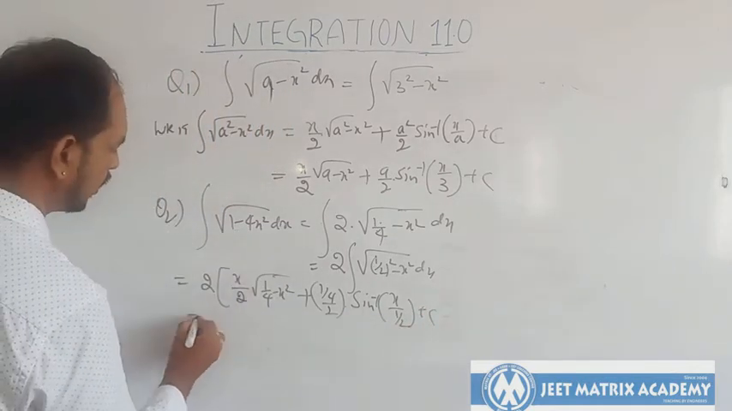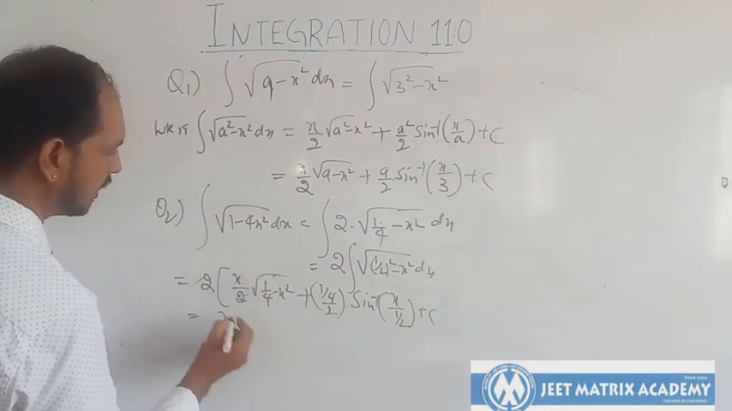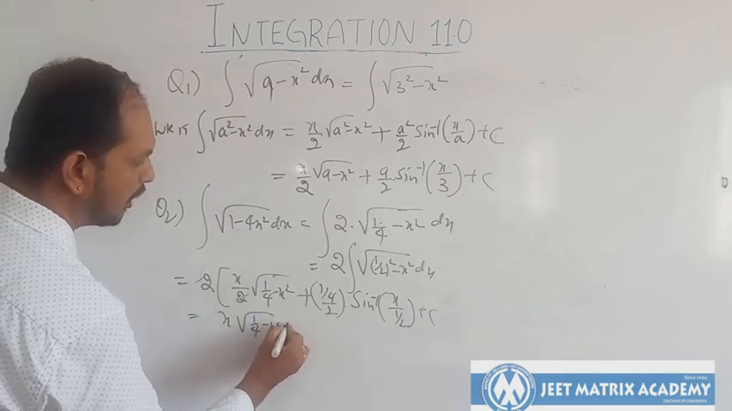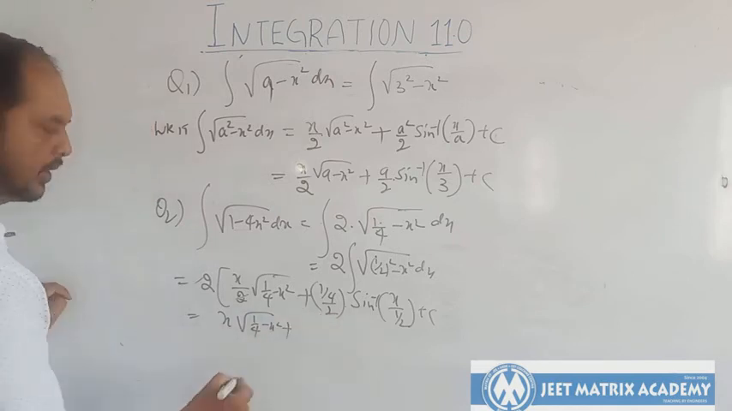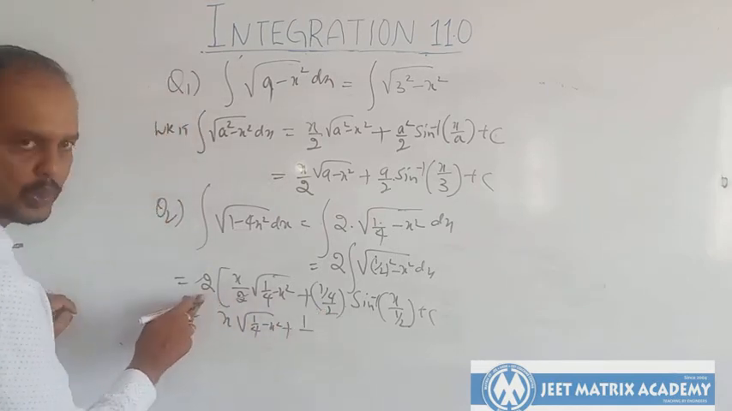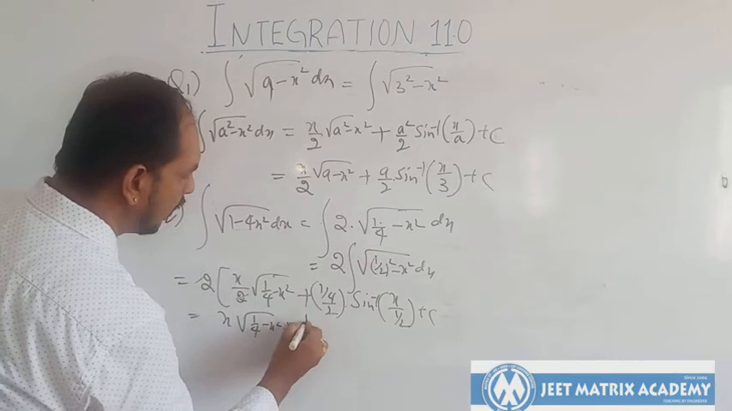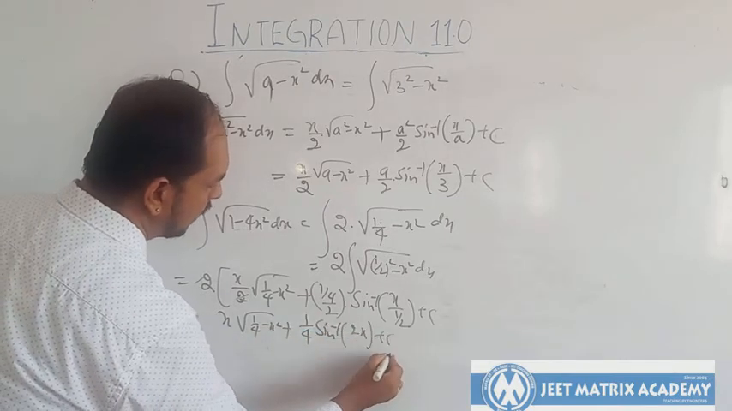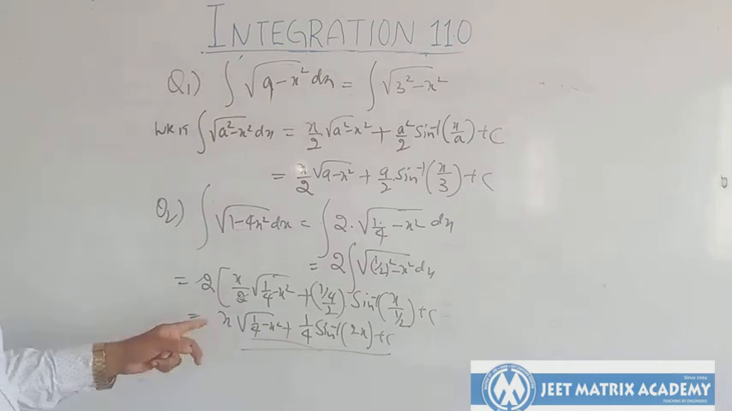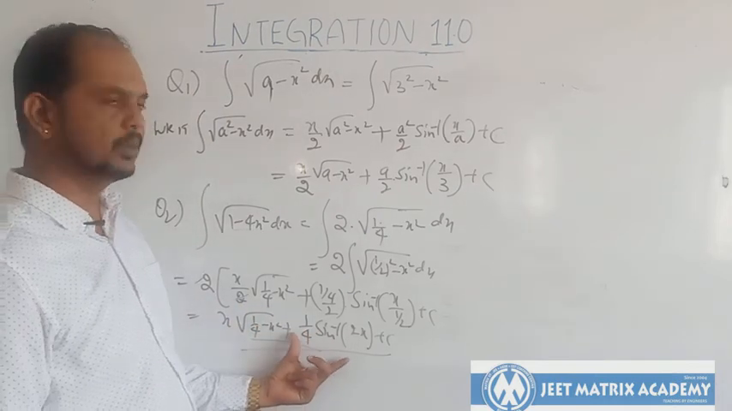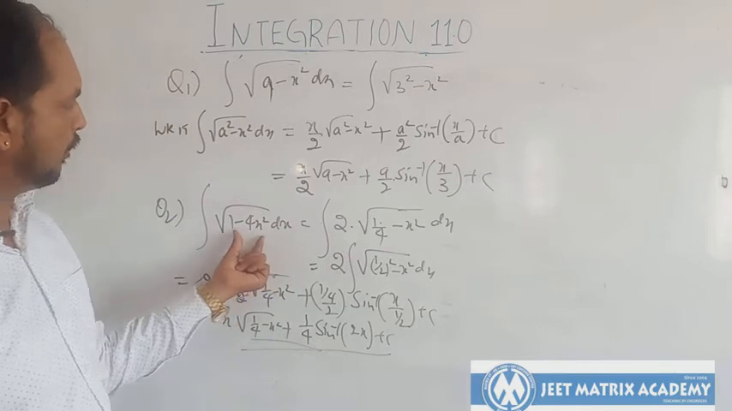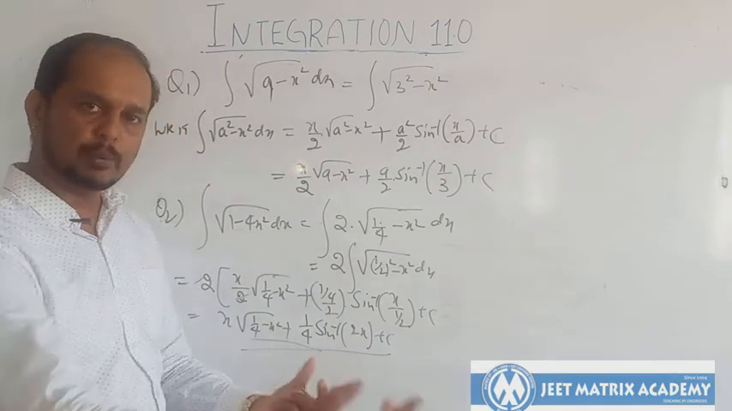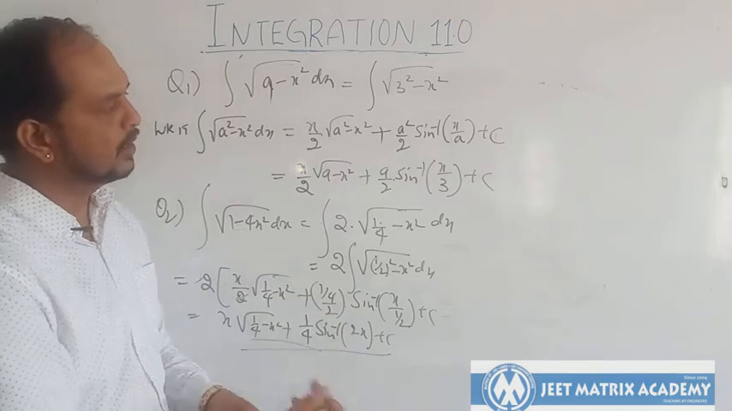Simplify. So what happens, this will be x, the 2 gets cancelled, root of 1 by 4 minus x square plus 1 by 8. 1 by 8 into 2, that will be 1 by 4 sin inverse of 2x plus c. This is the final answer. This is how you are supposed to do such kind of problems. So better you remember the form, then things will be very easy. Hope you are getting the pitch. So one more problem we'll see.